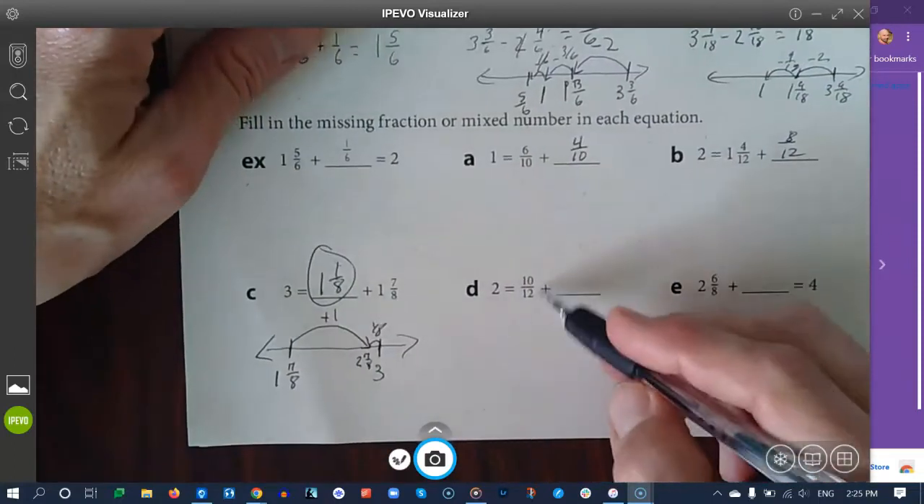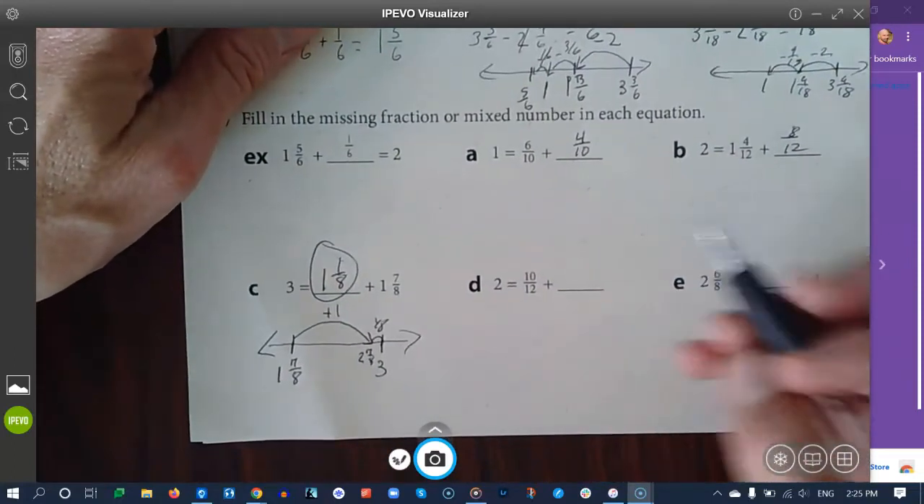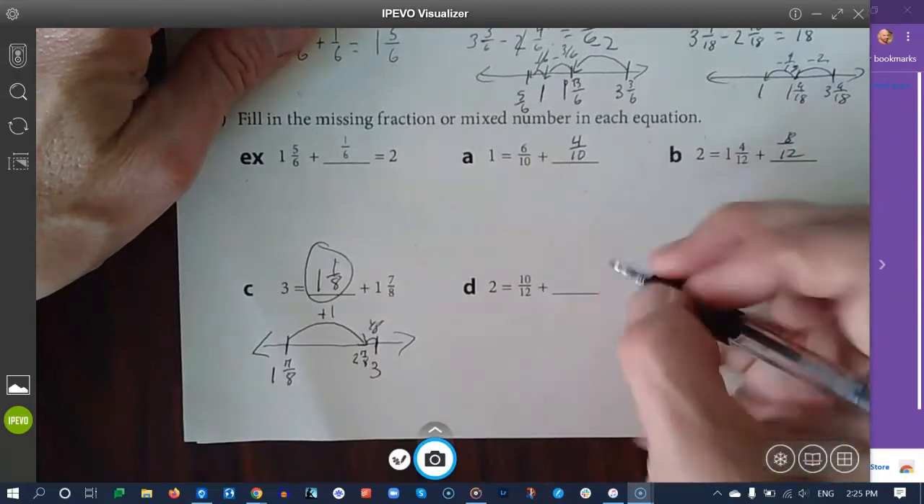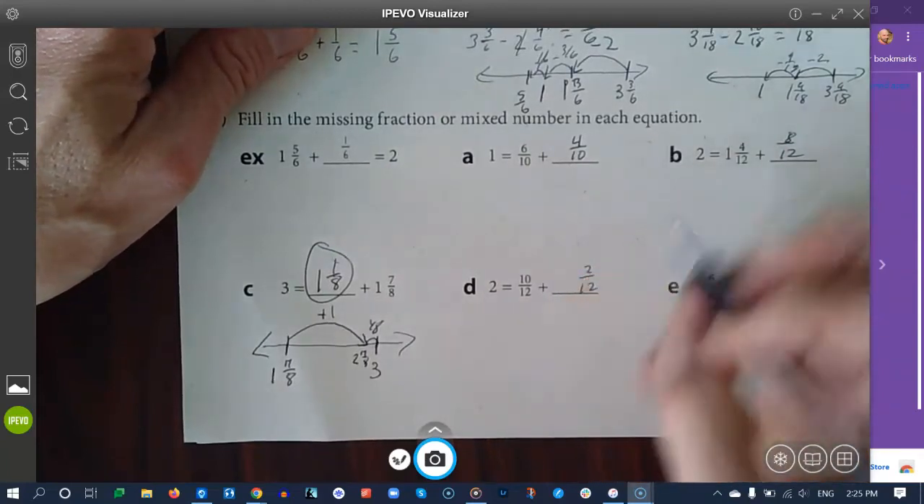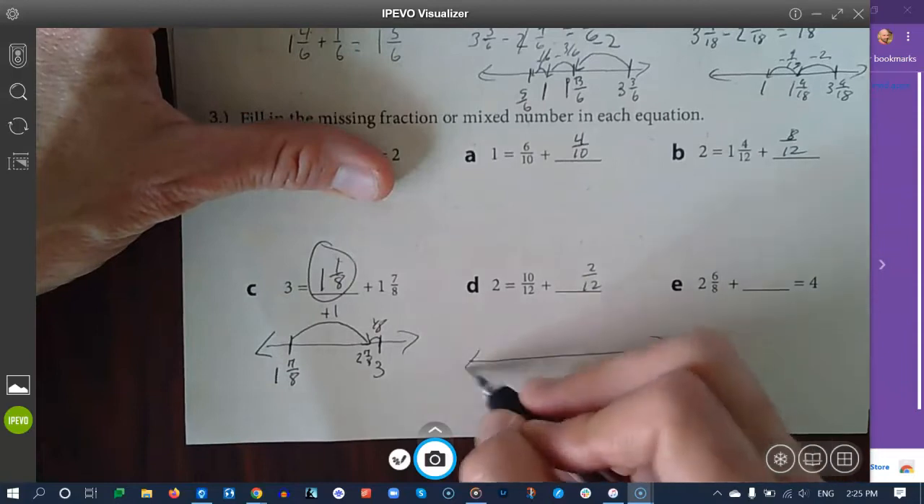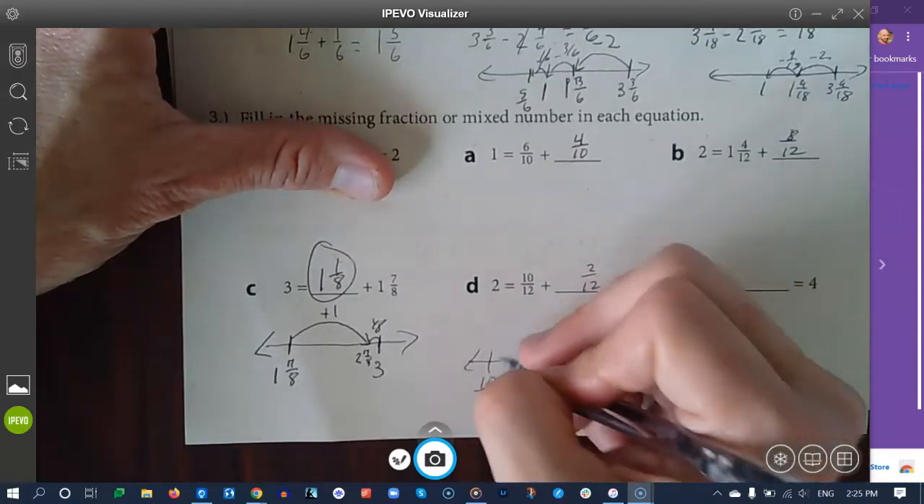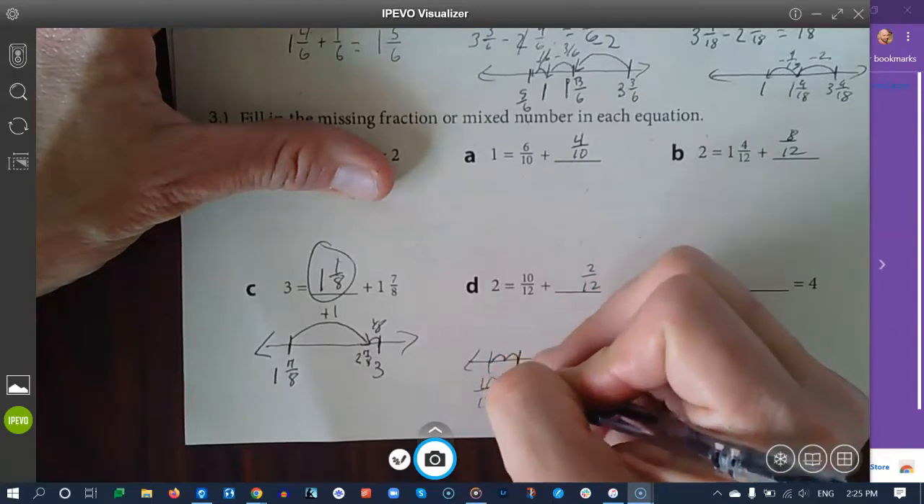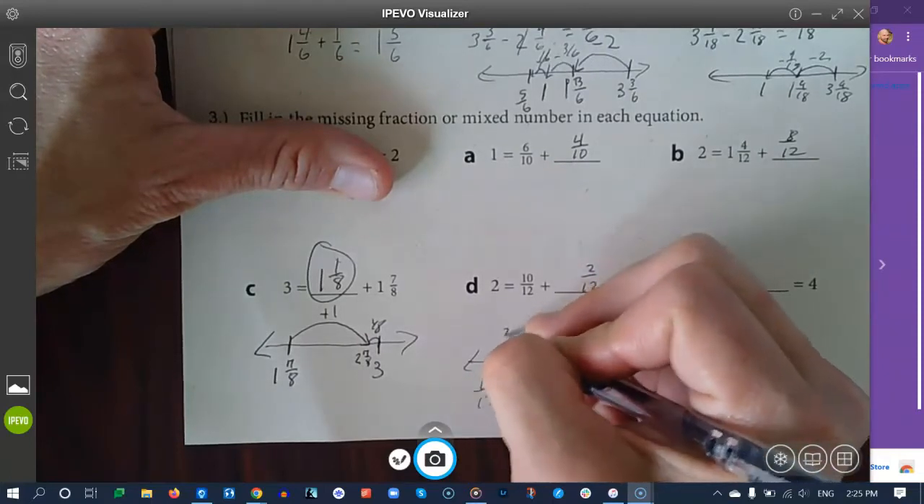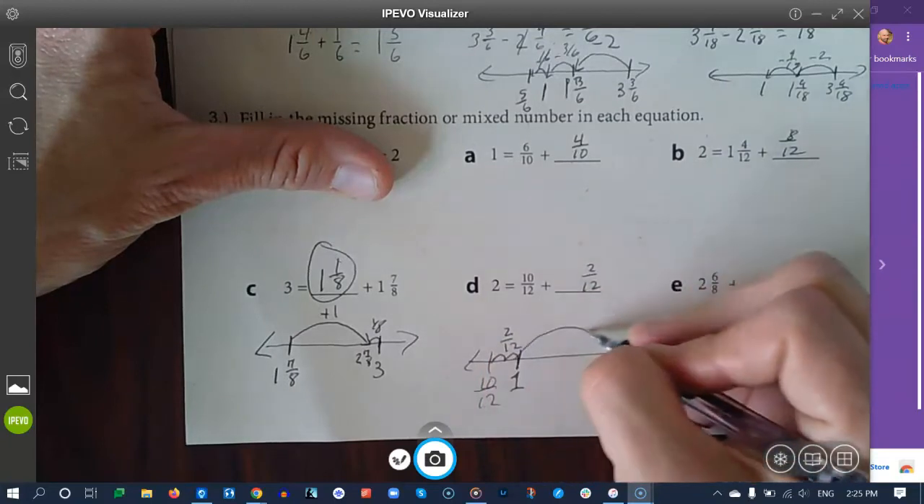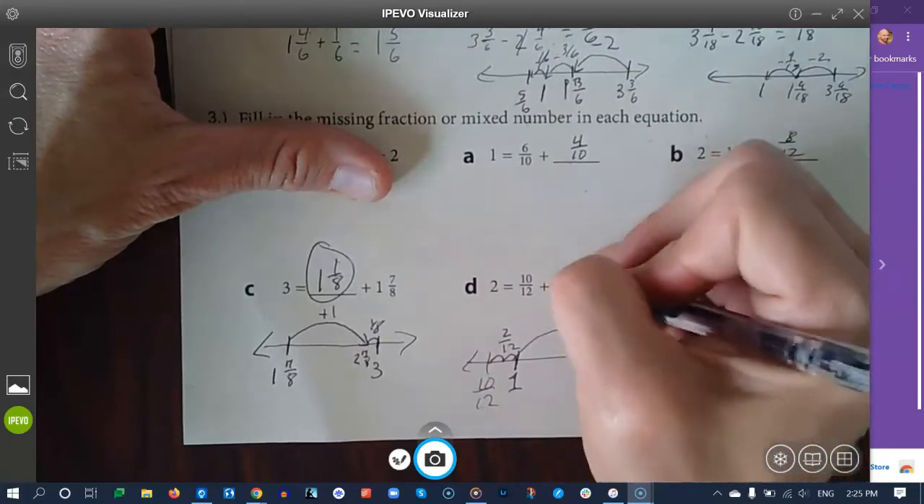All right, 2 equals 10/12 plus something. Well, to get to 1 whole is 2/12 more. Right, that gets me to 1. I'm at 10/12, I'm trying to get to 2. I can do 1 2/12 to get to 1, and then another 1 whole to get to 2.